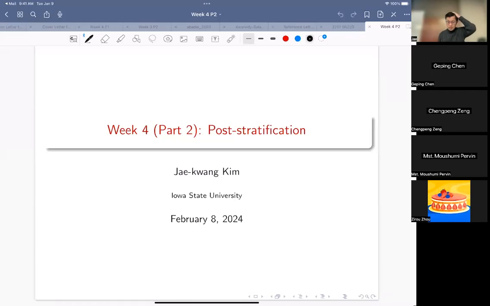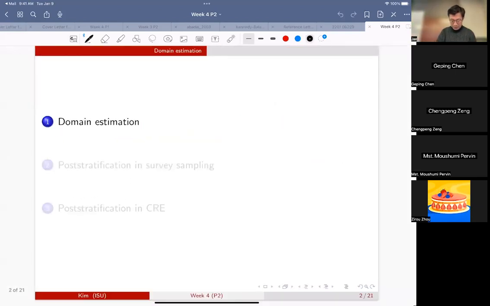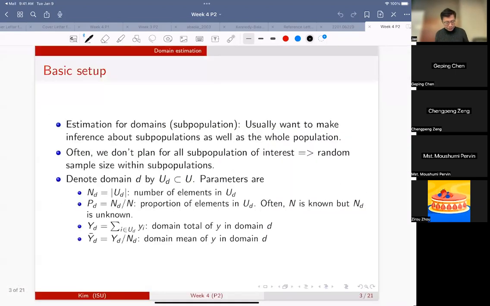So let's move on. So today we study post-stratification. Before we do, we'd like to start with domain estimation. Estimation for domains: you have an original population, but you may be interested in a certain gender, male or female, or an age group, like 20s and 30s.